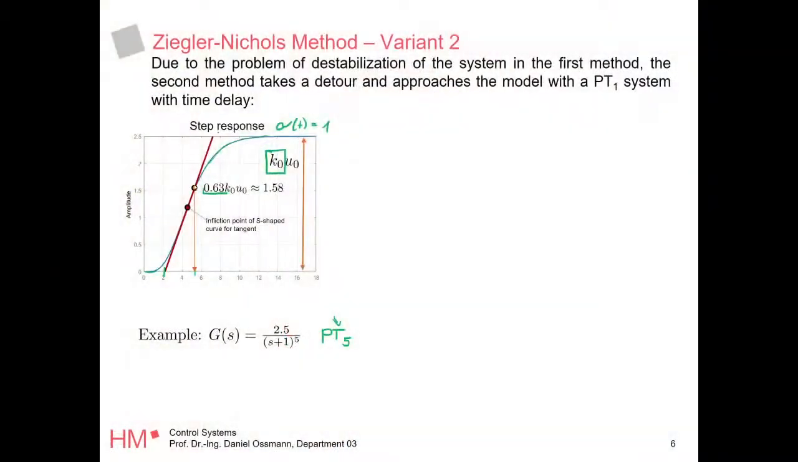So what you're doing here is you're saying, okay, I'm reaching 63% and I'm doing that tangent here. And from that time point here, well, let me change to the laser pointer. From that time point here, this system looks like a PT1 system, right? So I'm approximating this PT5 system with a PT1 system with a gain of K0 and a time constant of this here.